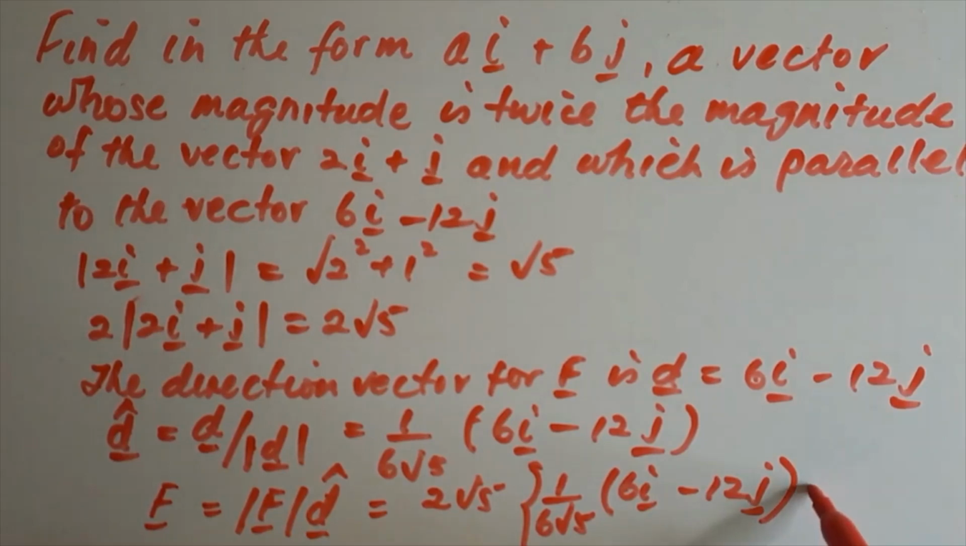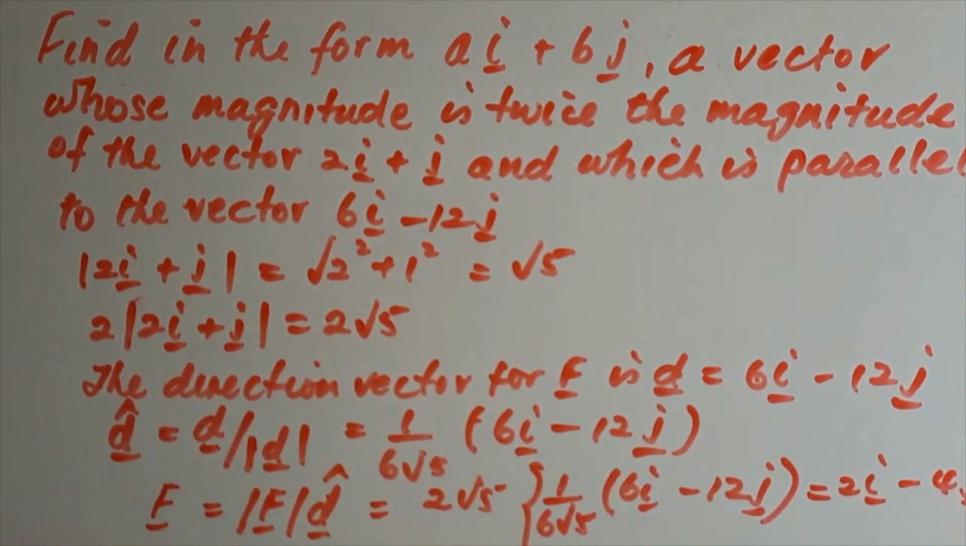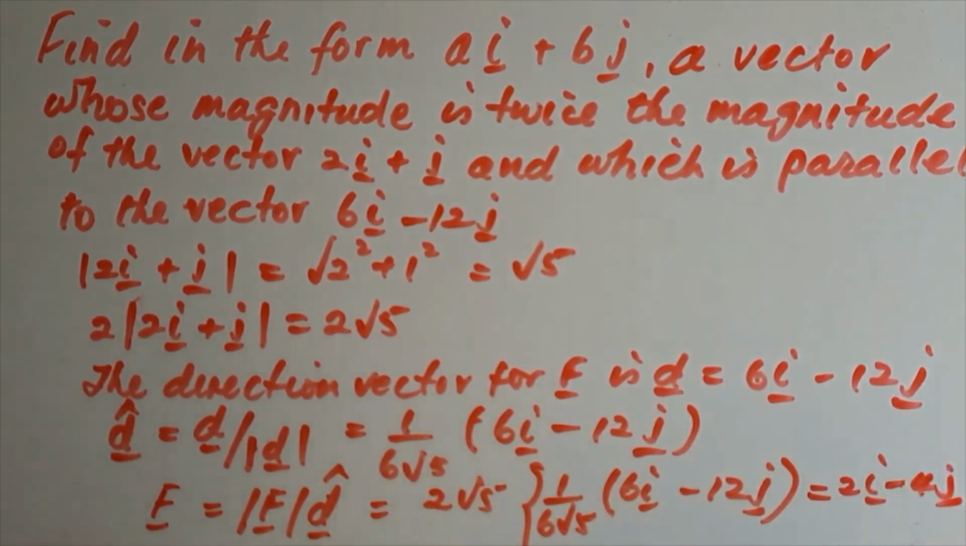And this evaluates to give us 2i minus 4j. So make sure this is on the screen. 2i minus 4j.